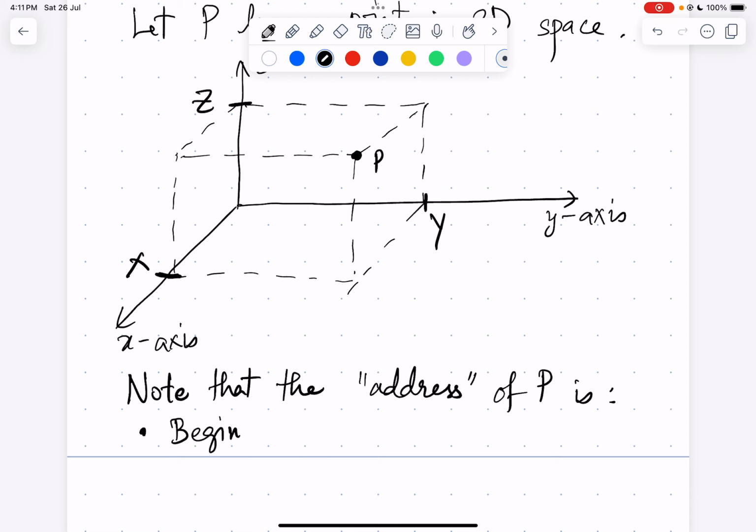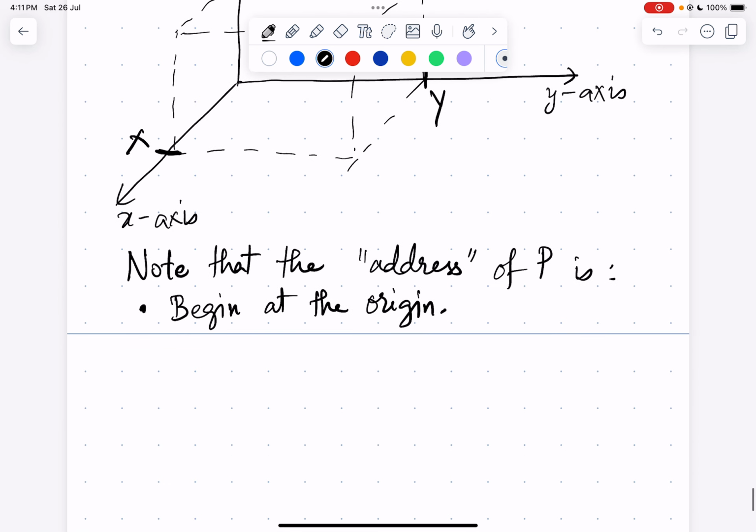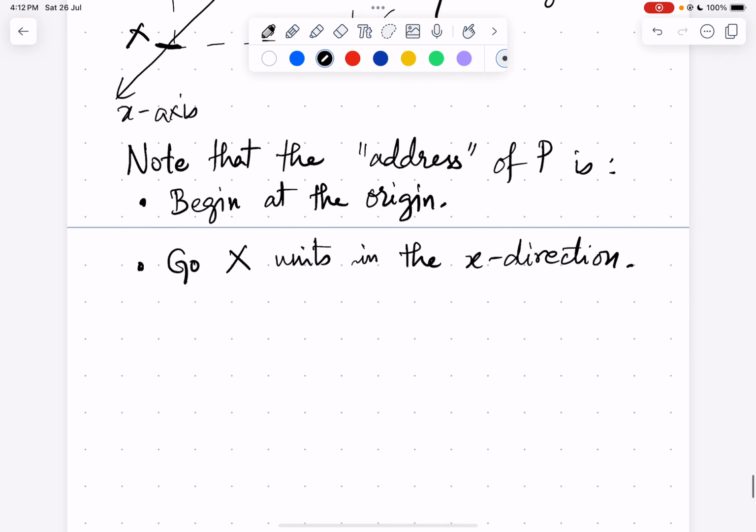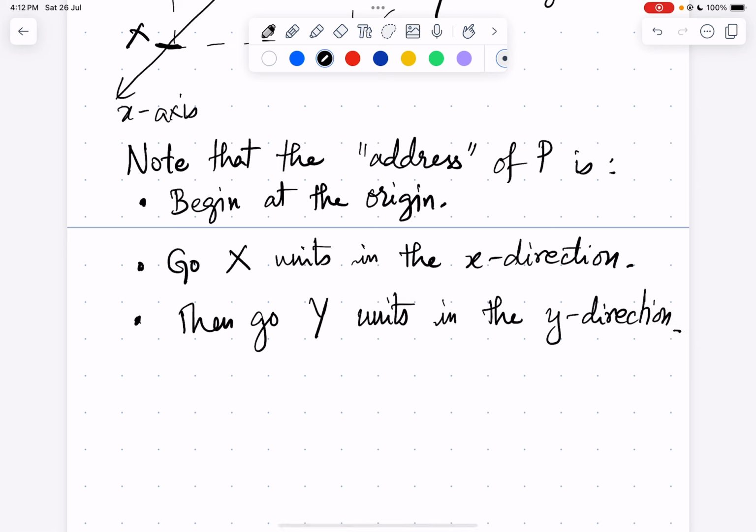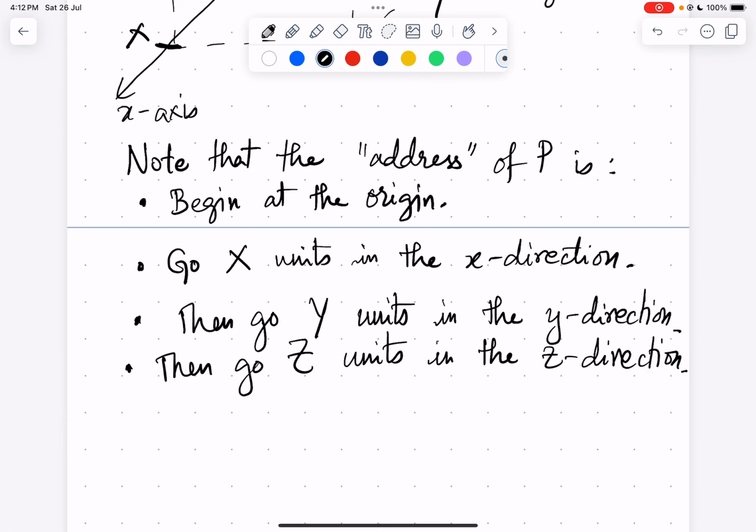Then the address of this point P is: begin at the origin, go capital X units in the x direction, then go capital Y units in the y direction, and then go capital Z units in the z direction. So this is the address of P.